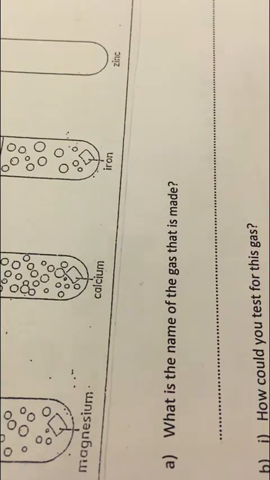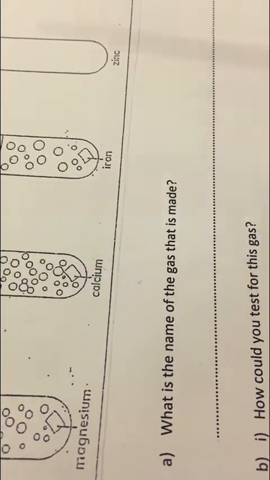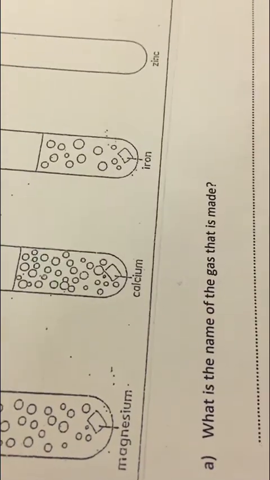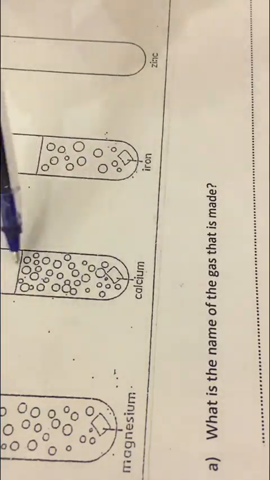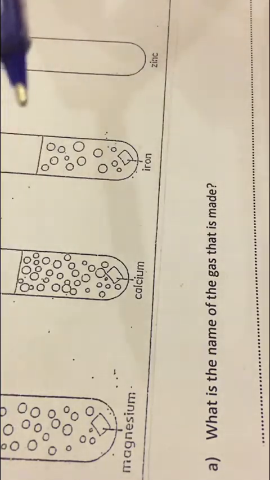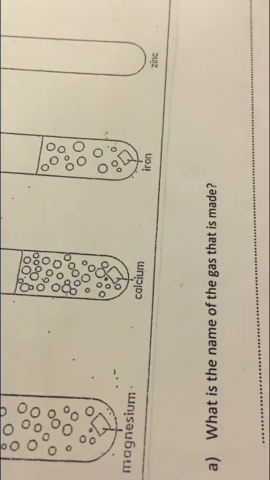If we had metals from group 1, such as potassium, sodium, lithium, they would be more reactive than these metals. So, if we have these metals right now, by looking at the number of the bubbles here, we can determine which metal is the most reactive.